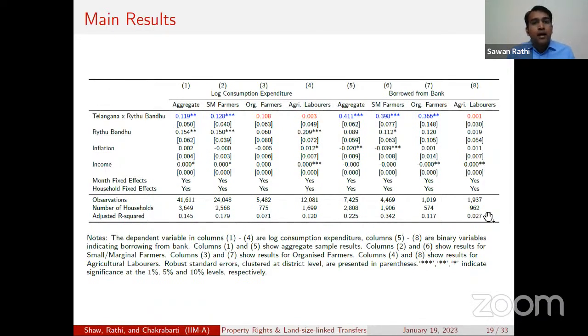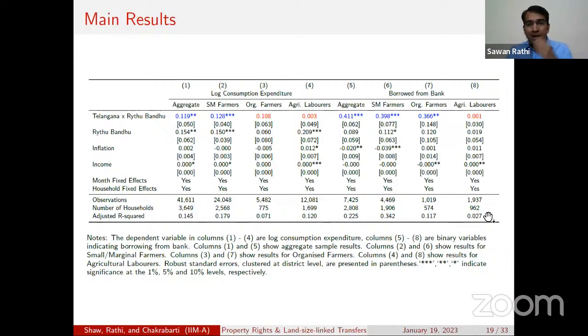On the contrary, agricultural laborers, because they don't own the lands, are not receiving the money directly, and neither do we find there's a spillover happening from small and marginal farmers or organized farmers to agricultural laborers. Therefore they are not receiving the money, they are not getting benefited, and the consumption expenditure is not significantly increasing for these people, while small and marginal farmers are the most responding. So that is about the consumption expenditure part.